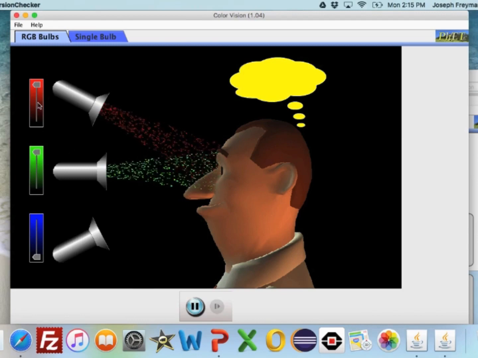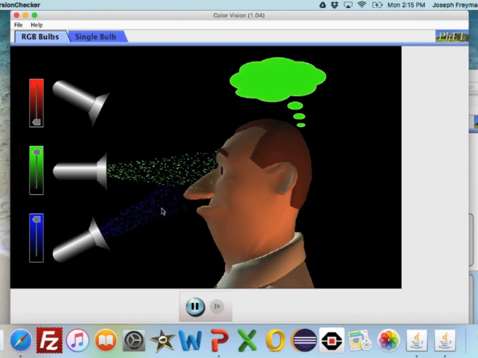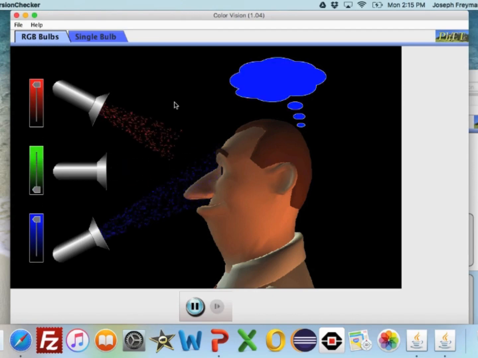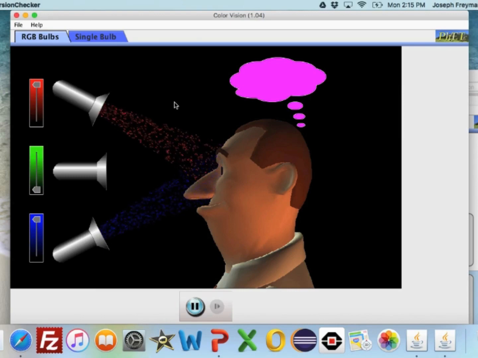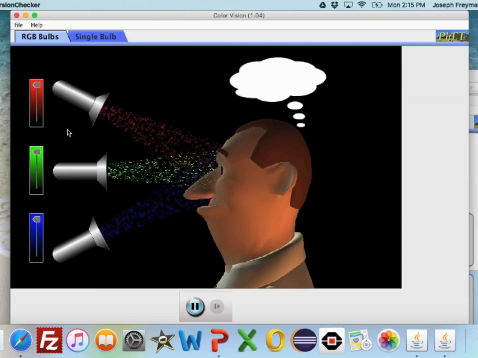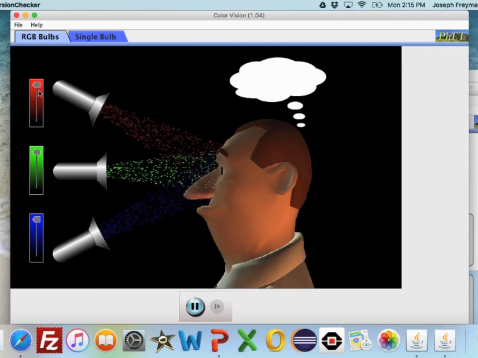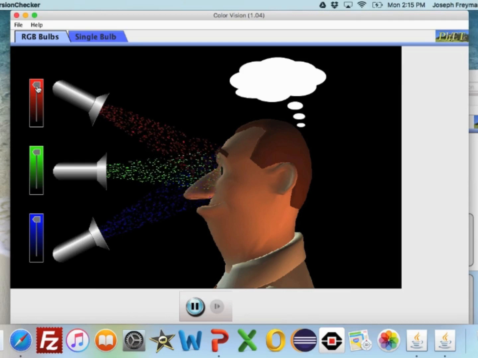All right, let's give him some green with some blue, and what meets in the middle? Well, cyan. And now let's give him some blue and some red, and what does he see? They blend together to make magenta. All right, now let's give him everything all together, and he sees pure white light. Now, if we do different combinations, and this is exactly how computers make the colors that you see on the screen, is different combinations of red, green, and blue.